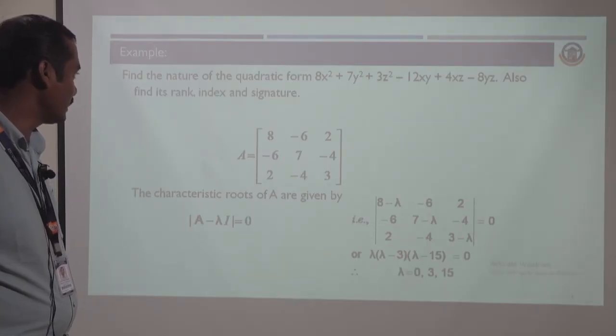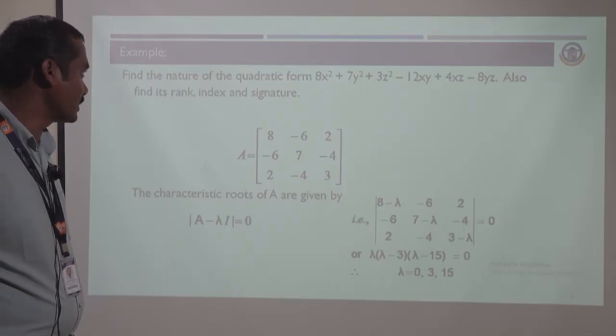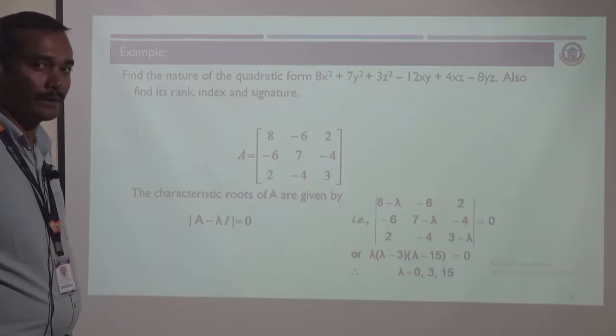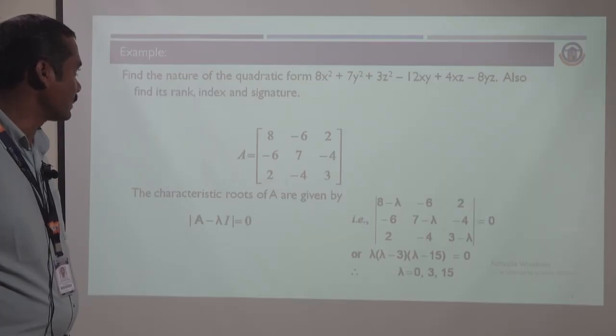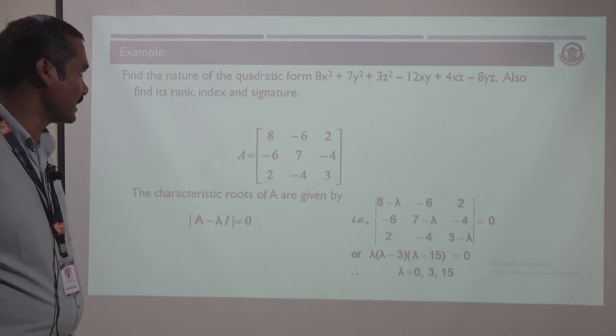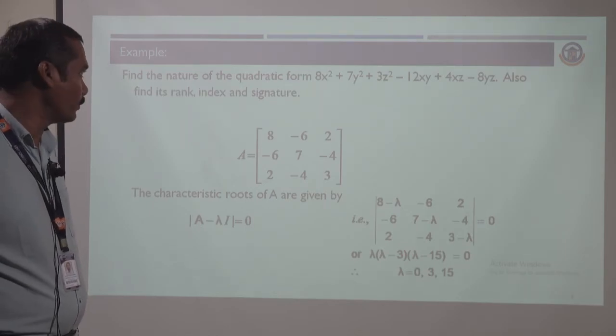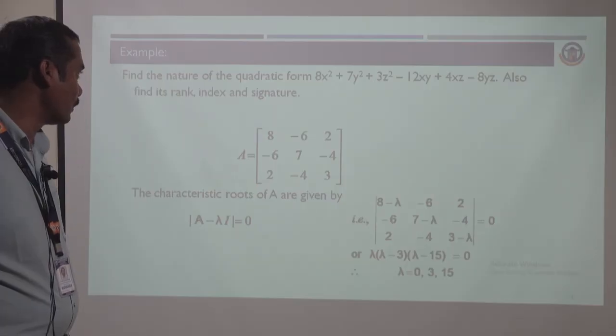So the diagonal entries are the square entries 8, 7, 3. Then the remaining entries in the first row: the second entry in the first row is the coefficient of xy. Here the coefficient of xy is minus 12, so minus 12 is to be divided by 2. So the second entry is minus 6, and the third entry is the coefficient of xz. Here the coefficient is 4, which is divided by 2. So that means the third entry is 2.